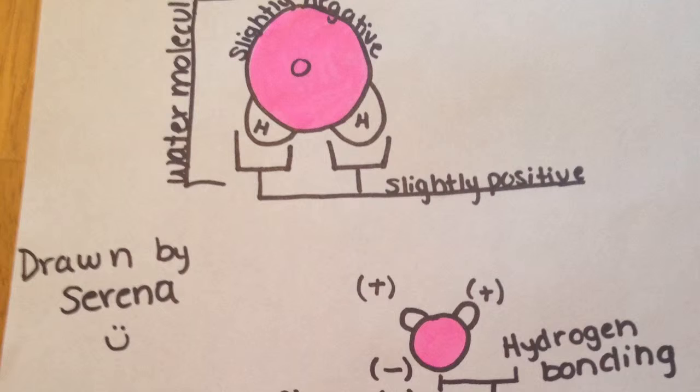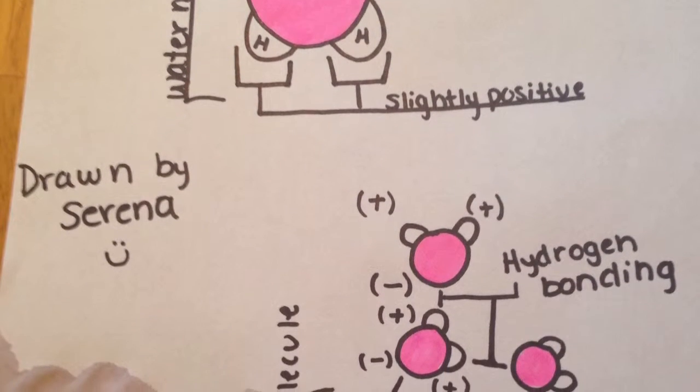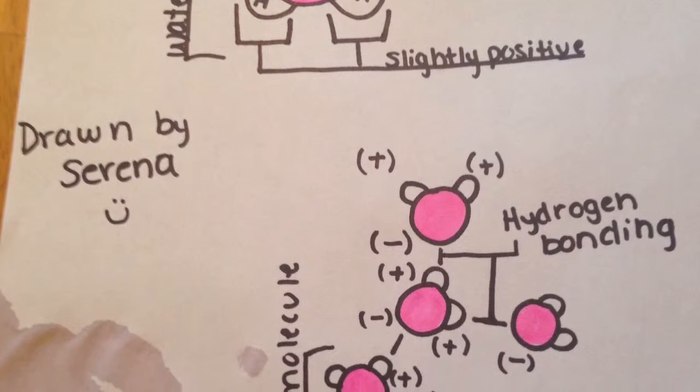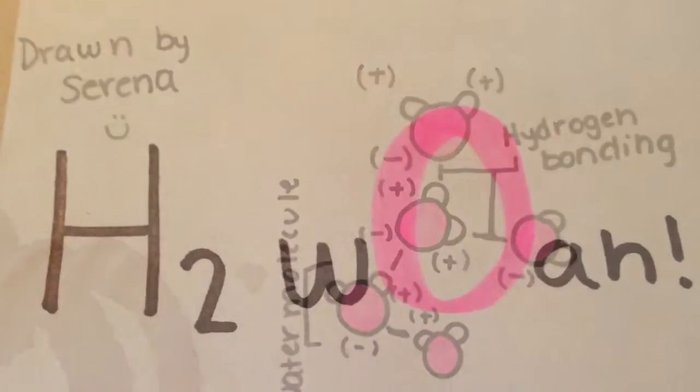Water is often referred to as a universal solvent because of its polarity. It gets this polarity because the more electronegative oxygen is more likely to have electrons around it, making it slightly negative, and the hydrogen slightly positive.